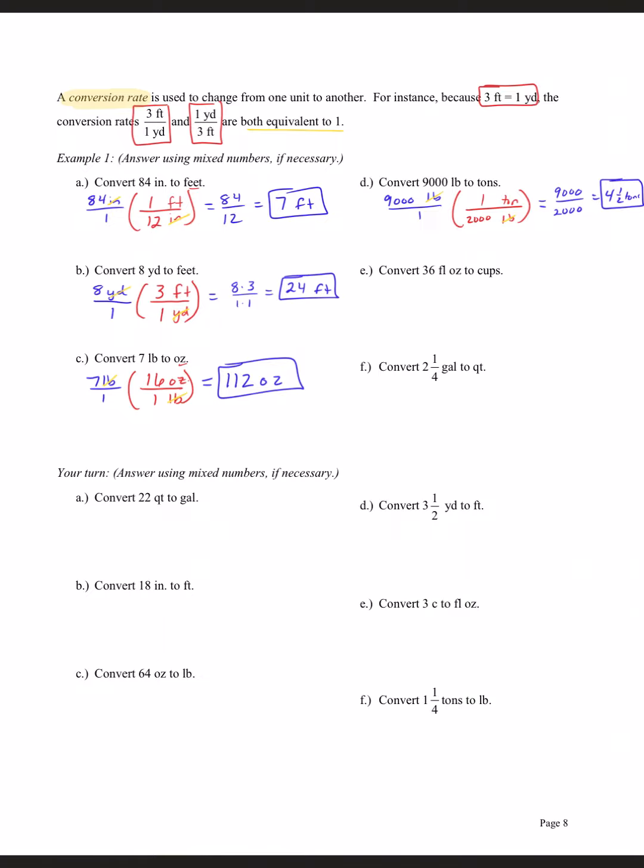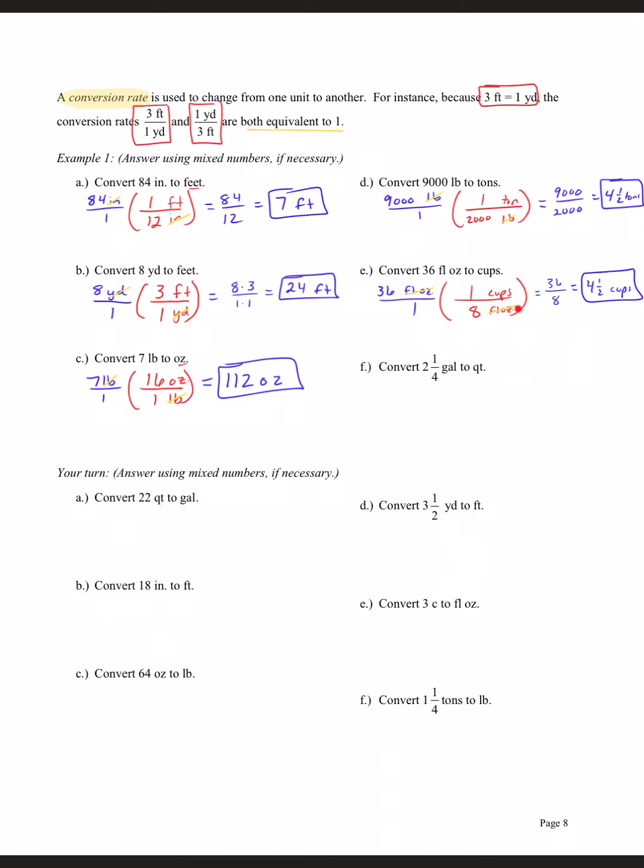Okay, letter E. Go ahead and try this one. Let's have you guys try this one start to finish. Okay, looking at this problem, 36 fluid ounces over 1. And then we have to convert it to cups. Since fluid ounces is in the numerator here, fluid ounces needs to be in the denominator here, and we're converting to cups. Double check your conversions.